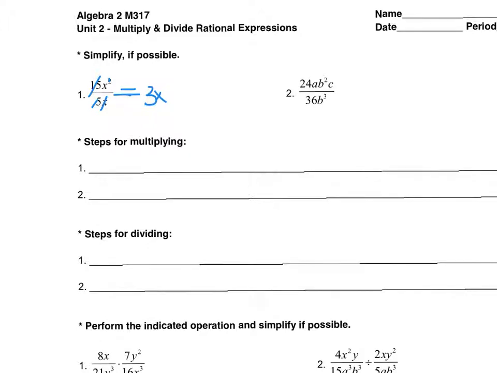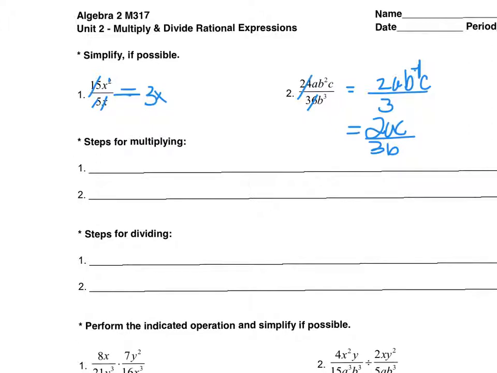If we take a look at the next example, 24 over 36, 12 can go into both, so we're left with 2 over 3. Then we have a, b to the negative first, and then c. So how did I get b to the negative first? Remember that when you divide powers of the same base, you subtract the exponents, so 2 minus 3 is negative 1. But of course we don't like to leave our answers with negative exponents, so my final answer is 2ac all over 3b. Okay.